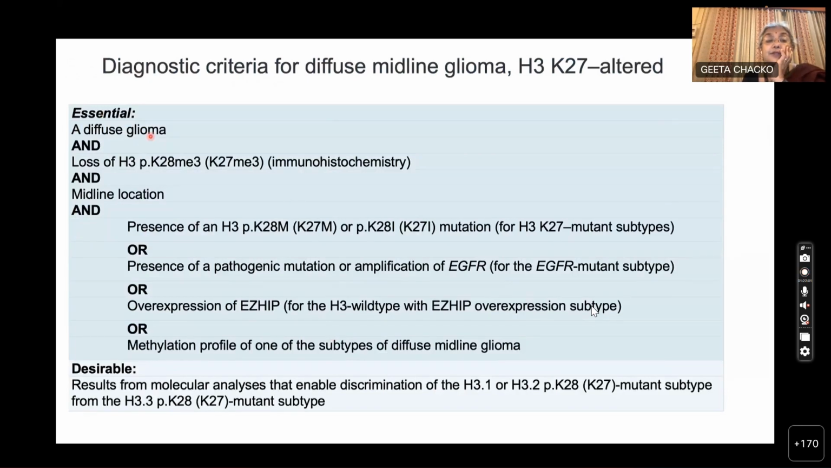So the essential criteria: it's a diffuse glioma. All of them show loss of trimethylation protein, and the midline in location. And in addition, either you should demonstrate the K27 mutation or the EGFR mutation or the EZIP expression or do the methylation profiling to match with the diffuse midline glioma.